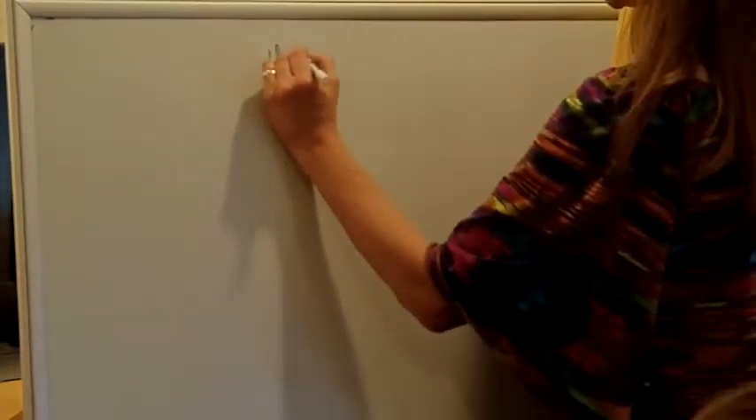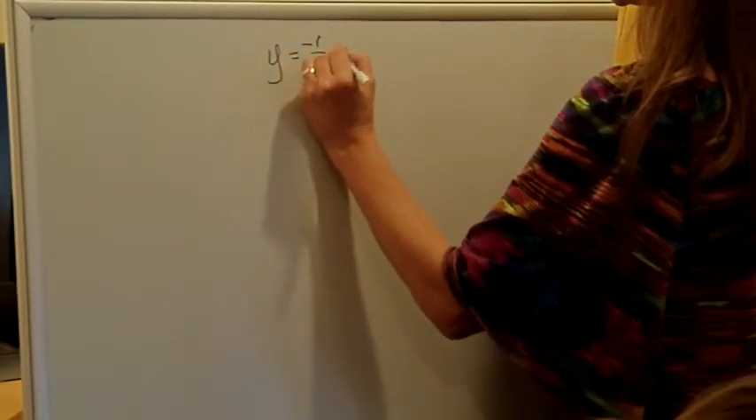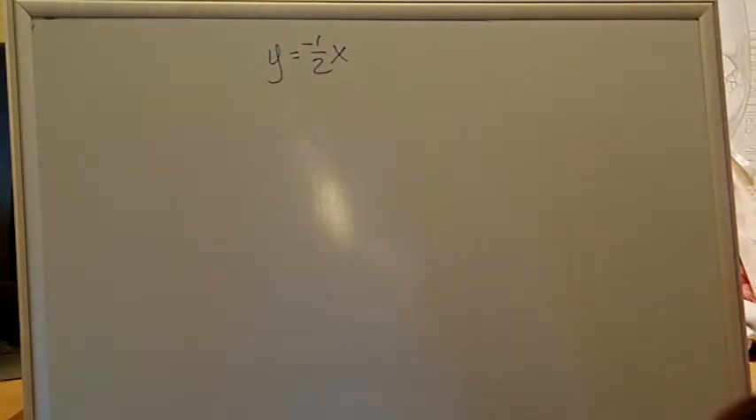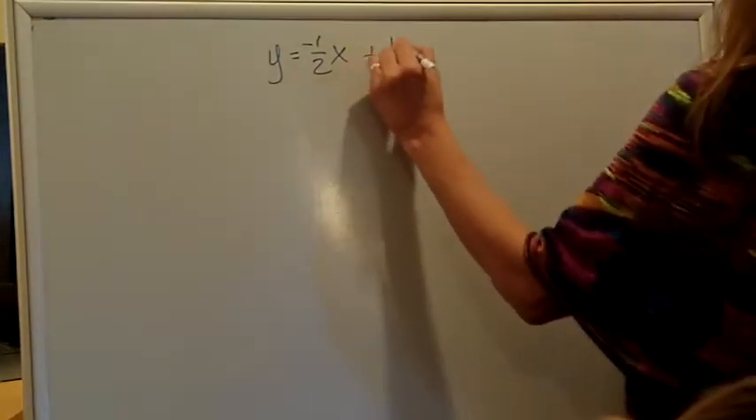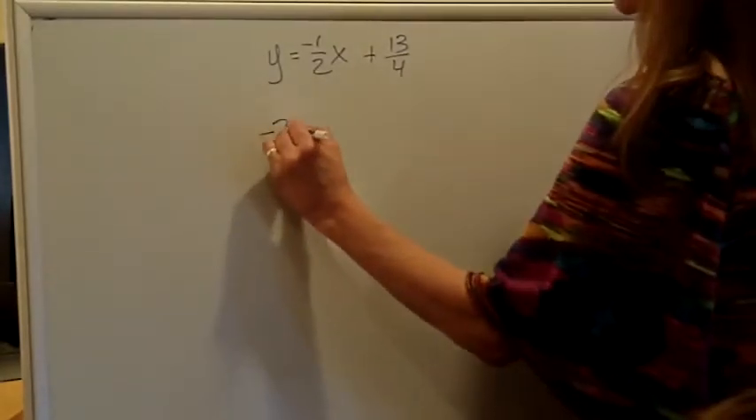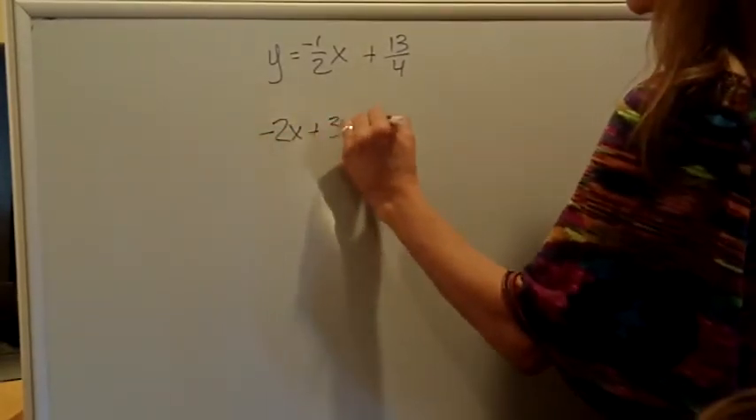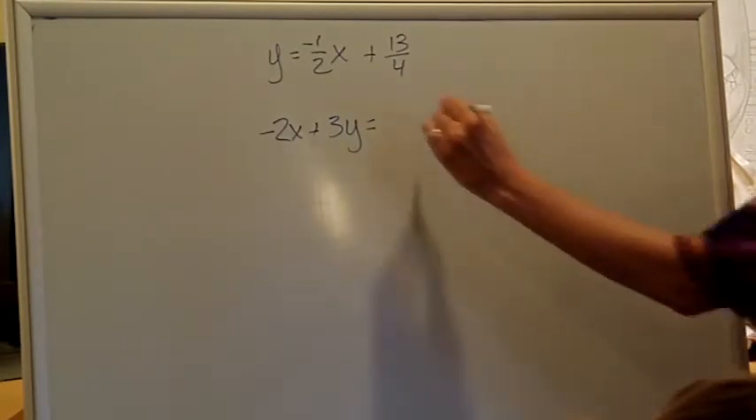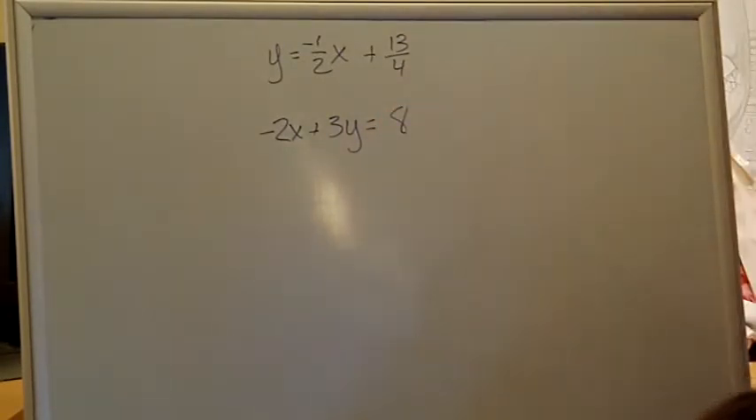You'll notice the first equation they gave us is y equals negative 1/2 x plus 13/4. Okay, and the next one is negative 2x plus 3y equals 8. Okay, you get to pick the method here.